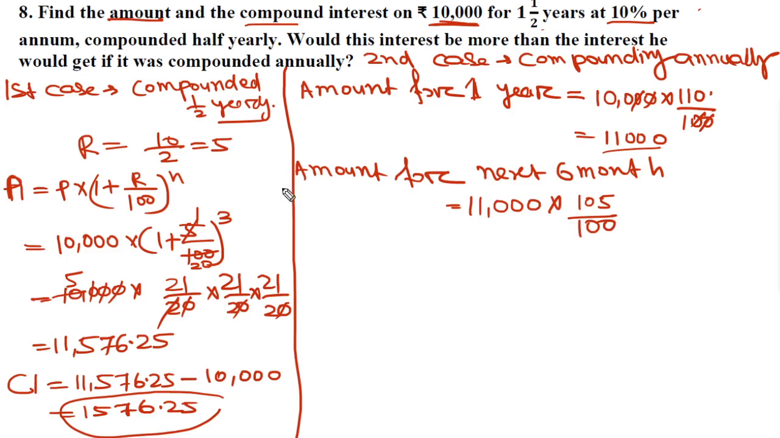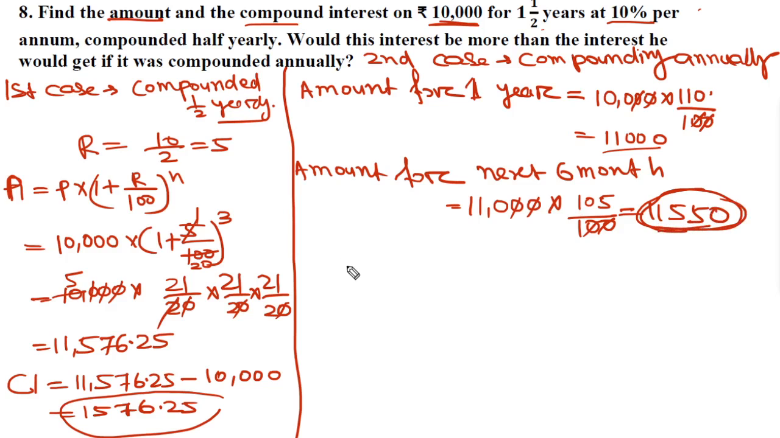We are basically using the percentage formula. We are not using the compound interest formula here. You can also use the compound interest formula here. So you can cancel 2 zeros, and we have to multiply it, it will be 11,550. So this is the amount for the next 6 months. That means the amount for one whole 1 by 2 year is 11,550.